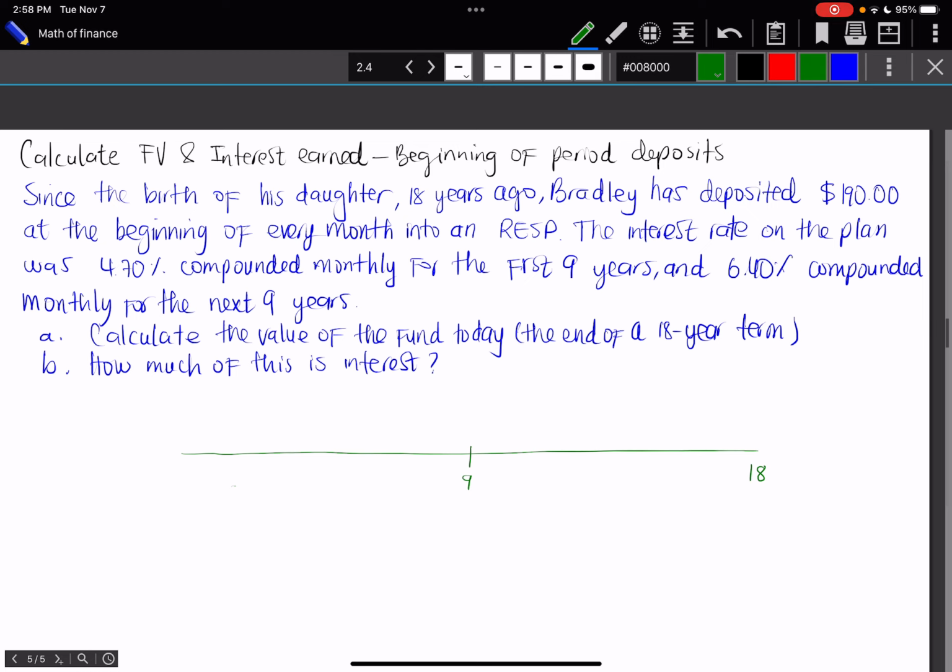We have two different annuities because when the payment amount, the interest rate, the payment period, or compounding period changes, a new annuity is formed. In our example, the interest rate is changing from 4.70% to 6.40%. Then we have two separate annuities. So let's call the first annuity annuity 1 and the second annuity annuity number 2.